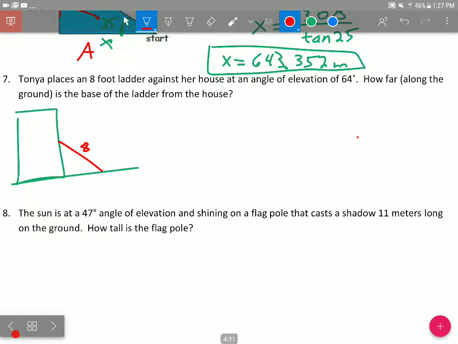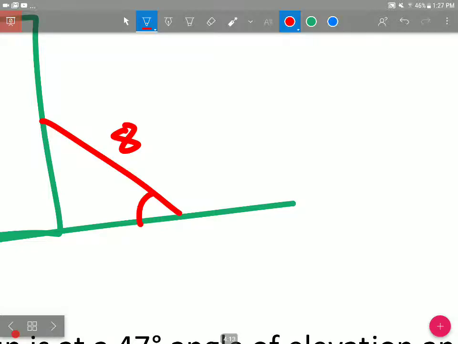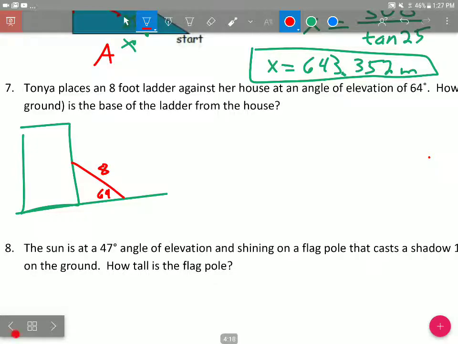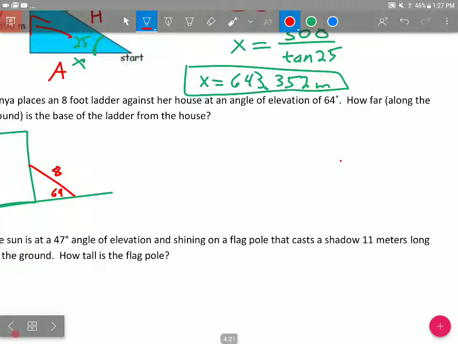The angle of elevation is that one right there, which it said it was 64, right? I gotta zoom out and look. Yes. How far along the ground is the base of the ladder from the house? So that piece right there. Okay? Label it and go. Label your triangle, pick your trig function, plug and chug. Label your triangle. That's your hypotenuse. That's your angle. That's your adjacent side. Pick your trig function, a and h. Well, that's the cosine. Plug and chug.